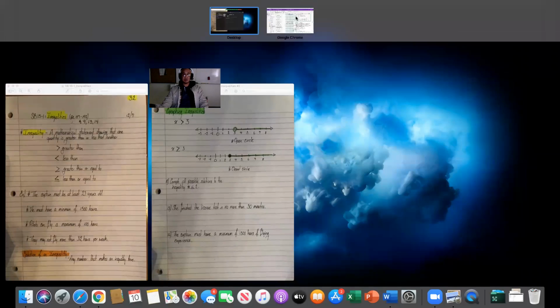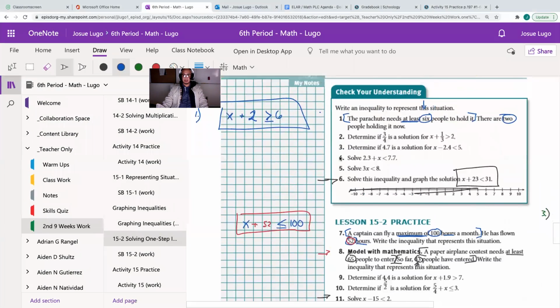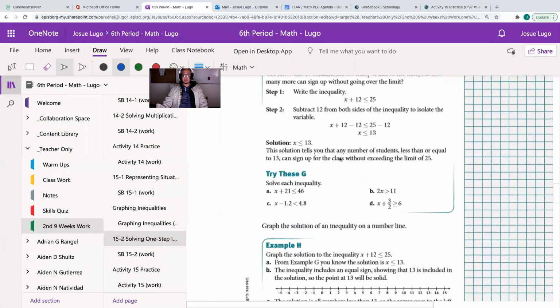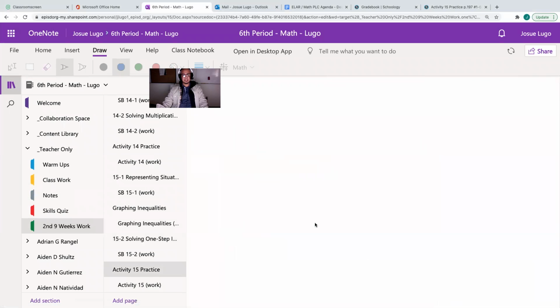What I want to do today is simply go over some of the problems that were assigned, enough to give you an example of how to do these in case you're attempting these on your own, as you should if you didn't finish in class or if you were not present. So let's go back to the first few. We're in activity 15 practice.